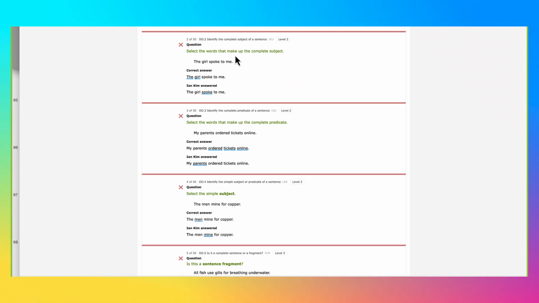Select the words that make up the complete subject. The girl spoke to me. So the subject is the focus of the sentence, and typically they are noun or noun phrases. The girl is the focus here.